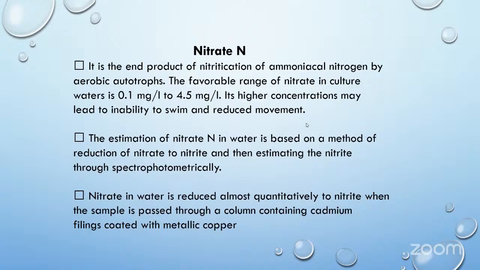The estimation of nitrate in water is based on a method of reduction of nitrate to nitrite and then estimating the nitrite spectrophotometrically. Nitrate in water is reduced almost quantitatively to nitrite when the sample is passed through a column containing cadmium filings coated with metallic copper.